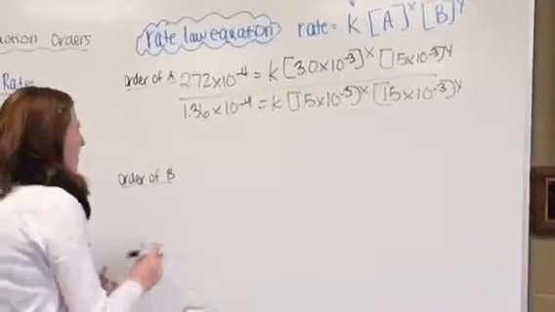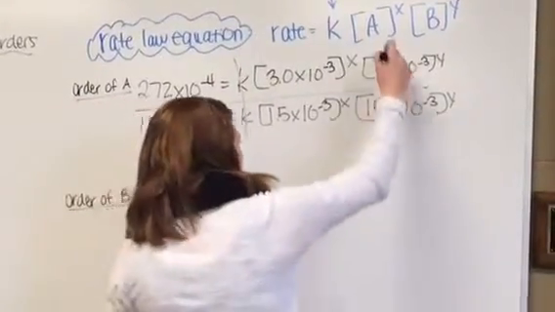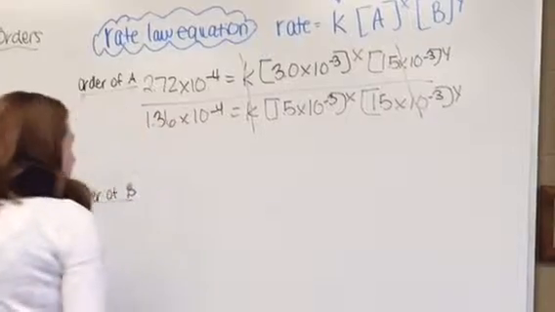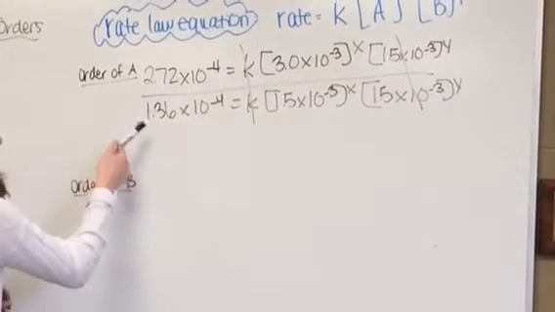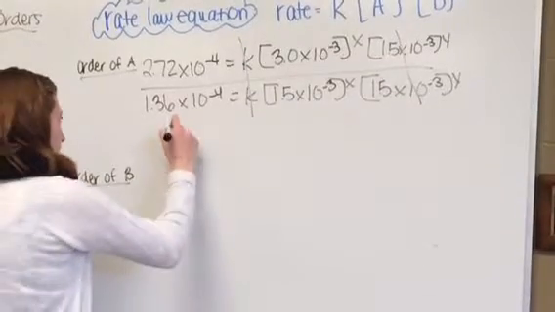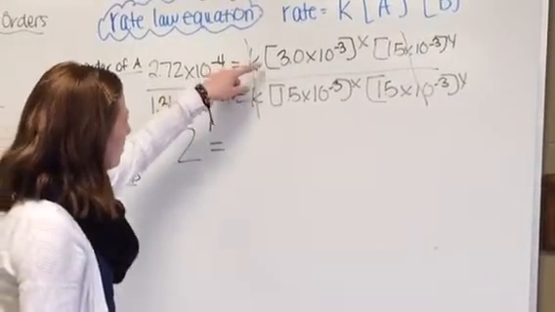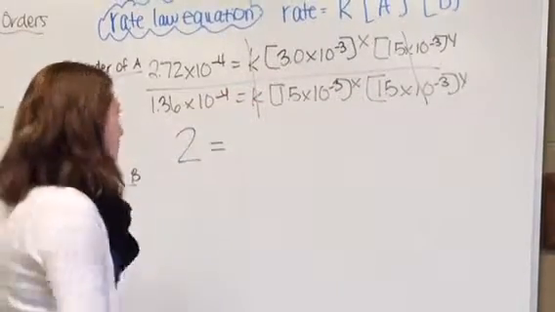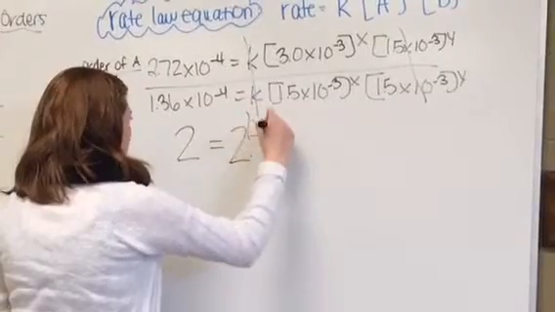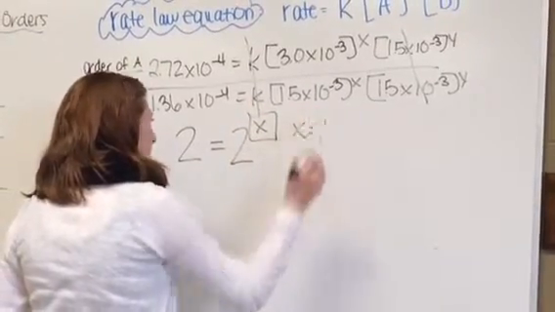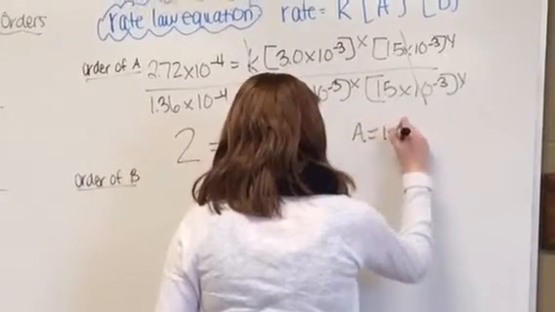When we do that, the K's cancel out because they're exactly the same, and so do our concentrations of B. So when we divide 2.72 by 1.36, we get 2, which equals 3.0 divided by 1.5, which we also get 2, to the X. So in this case, our X would equal 1. So A would be first order.